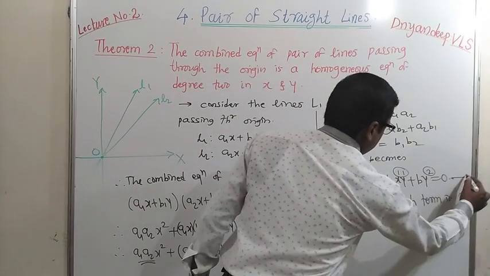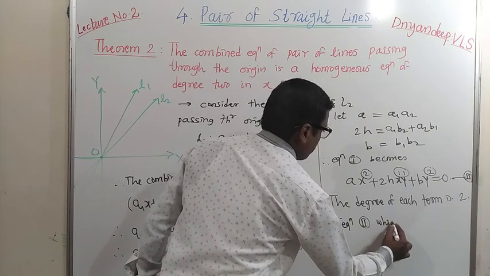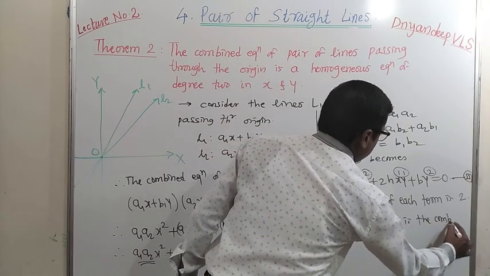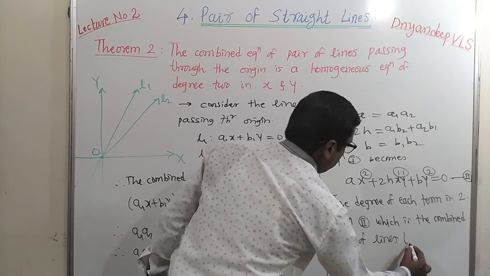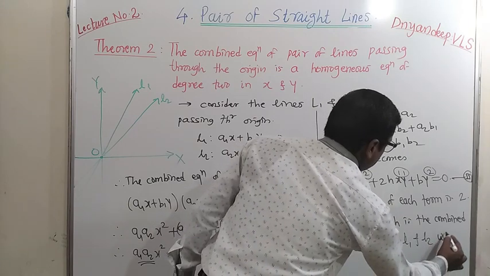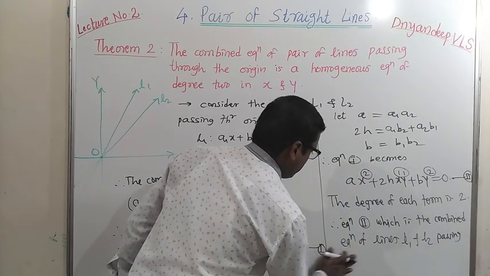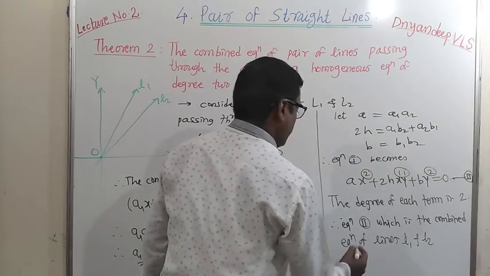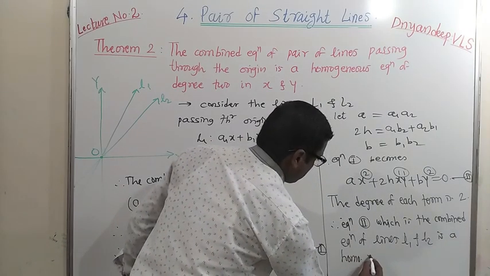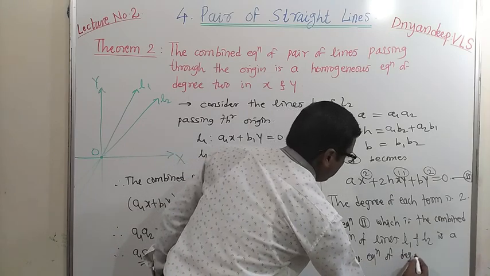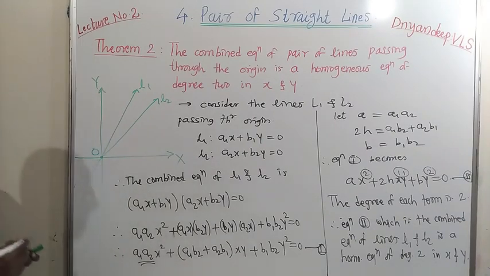Therefore, equation 2, which is the combined equation of lines L1 and L2 passing through origin, is a homogeneous equation of degree 2 in variables x and y. Okay, that is the small theorem here.